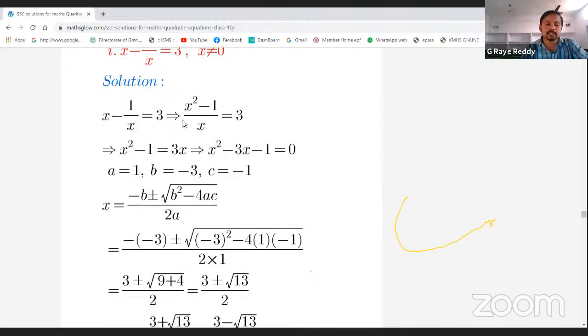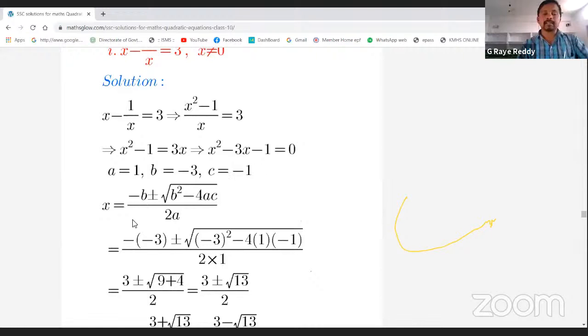x minus 1 by x equal to 3. Then taking the LCM, the denominator x is the LCM: x square minus 1 by x is equal to 3. So we do cross multiplication and get x square minus 1 equal to 3x. Then x square minus 3x minus 1 equal to 0. Comparing this equation with ax square plus bx plus c equal to 0, we get a value 1, b value minus 3, c value minus 1.